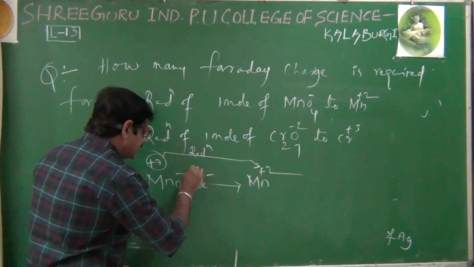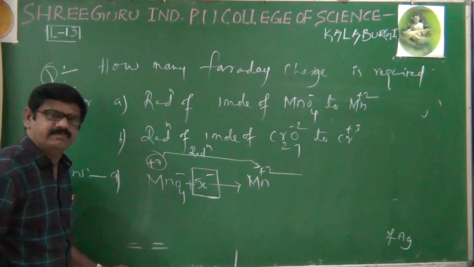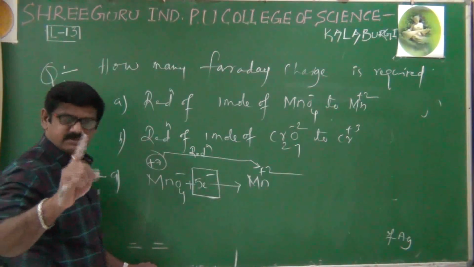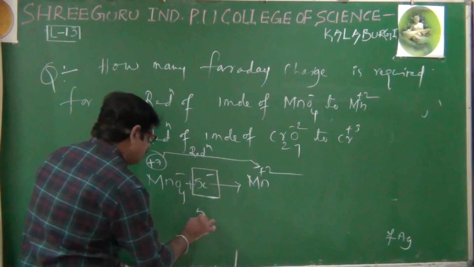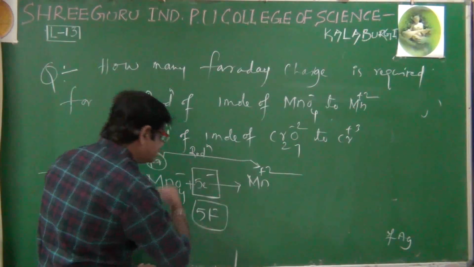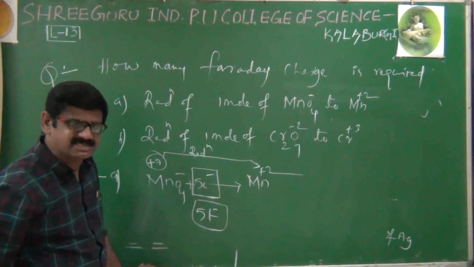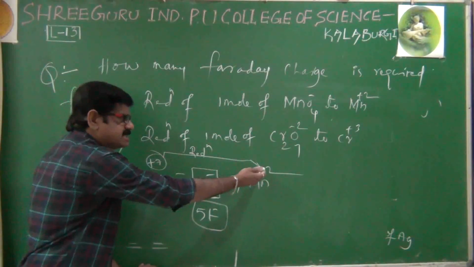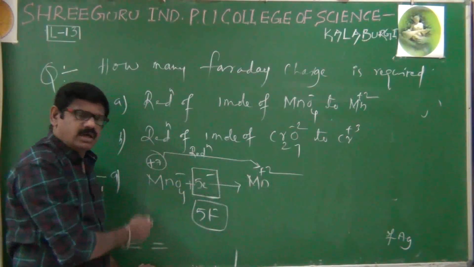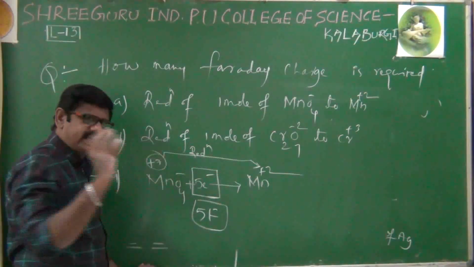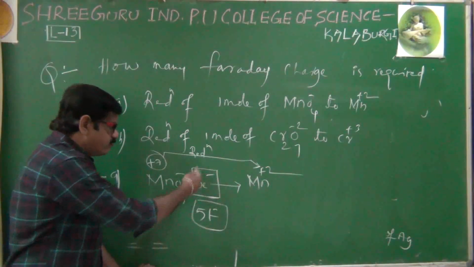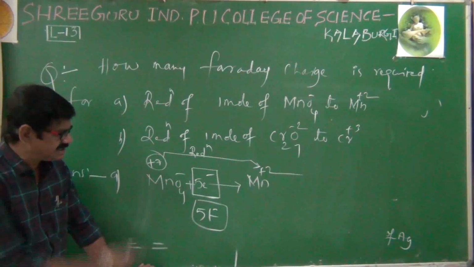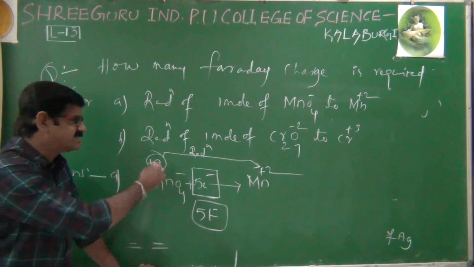Overall, 5 moles of electrons are involved. 1 mole of electrons is 1 Faraday, so 5 moles is 5 Faradays of electricity used in this conversion. Because in MnO4 minus the manganese oxidation number is 7, and already Mn is plus 2, 7 converted to 2, reduction is taking place. The difference is 5 moles of electrons. Therefore 5 Faradays of current is required in this conversion.